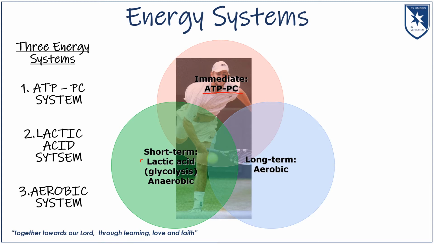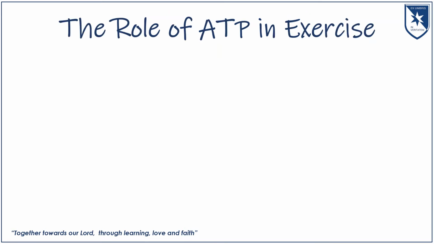Now, all three energy systems, like we said earlier, work at the same time. So it's not that one system will completely be providing all the energy that your body needs. It's just that one system might be more predominant in that specific moment, but it will be working alongside the other systems. But of the three energy systems, we're only going to be focusing on one today, and that is the ATP-PC system.